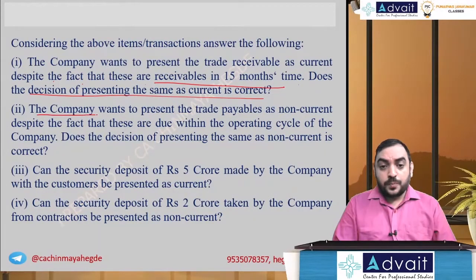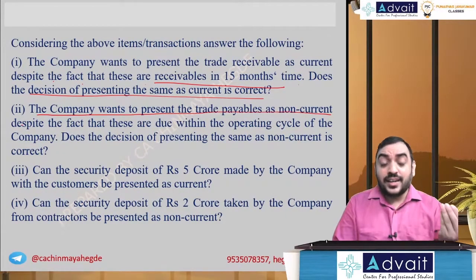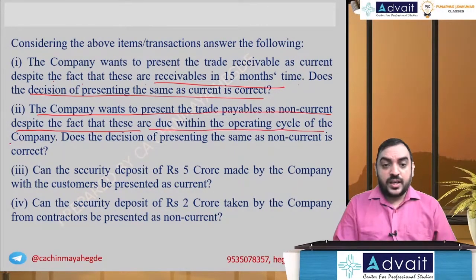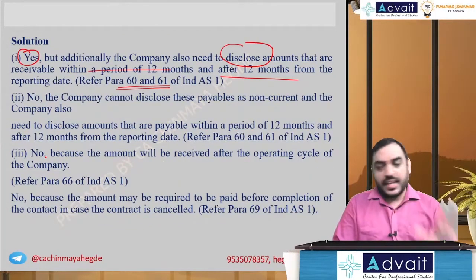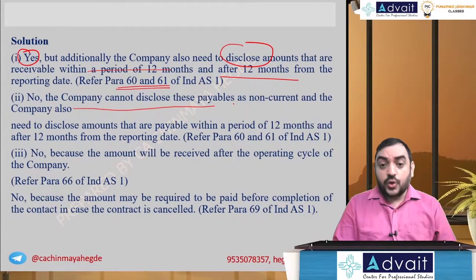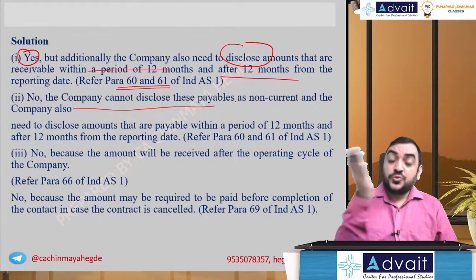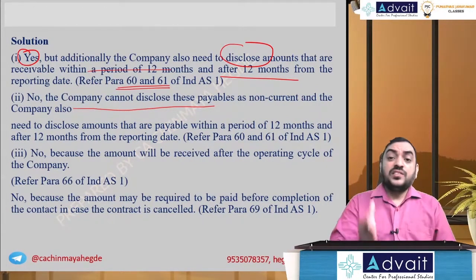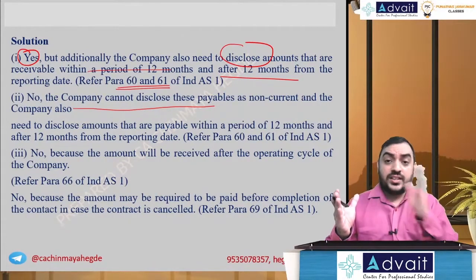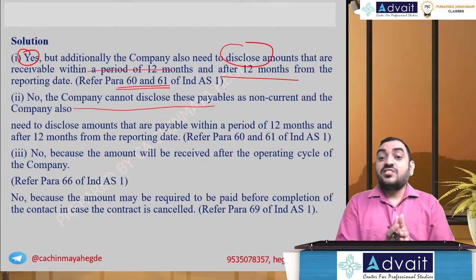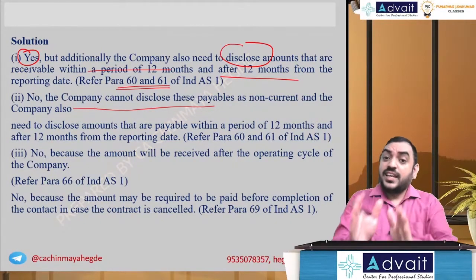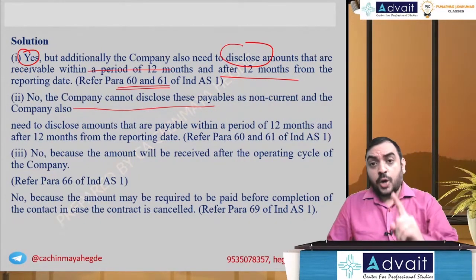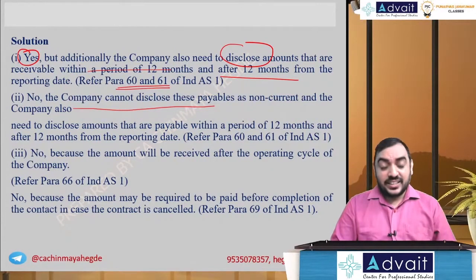The company wants to present the trade payable as non-current despite the fact that these are due within the operating cycle of the company. Does the decision presenting the same as non-current is correct? Definitely the answer is not correct. The company cannot disclose these payables as non-current because it is within the operating cycle. Same answer, right? Within the operating cycle means you need to show it as current. Within 12 months, after 12 months, as the additional disclosure, as an aging analysis is disclosed, but still within operating cycle, it has to be current.